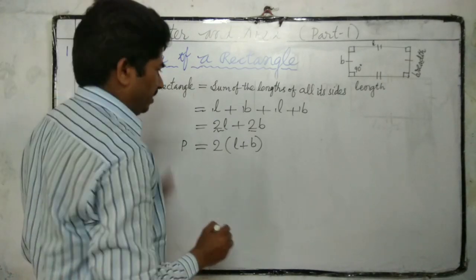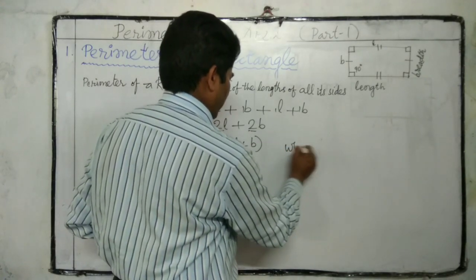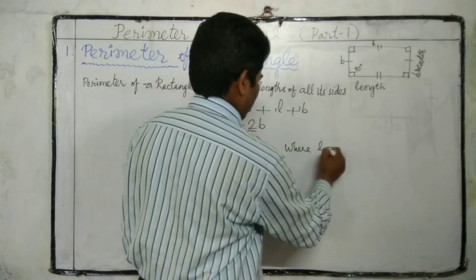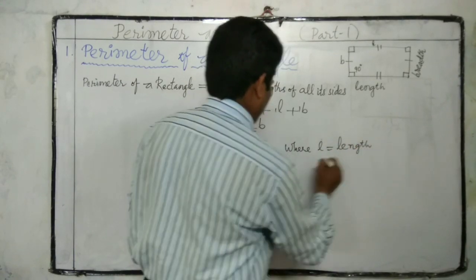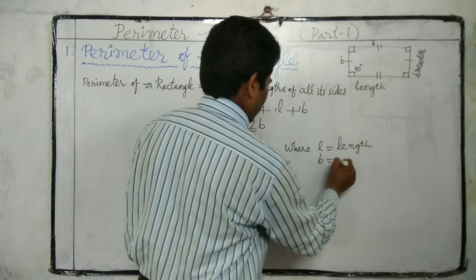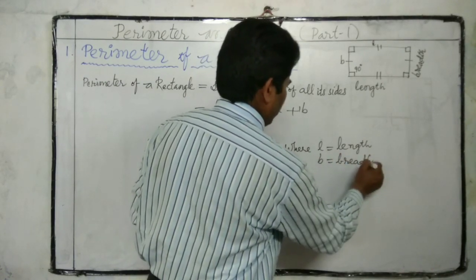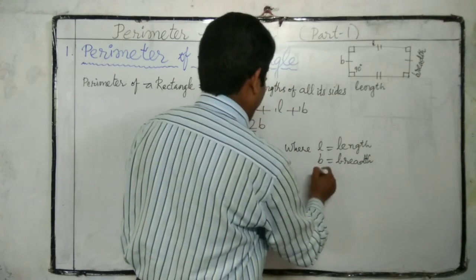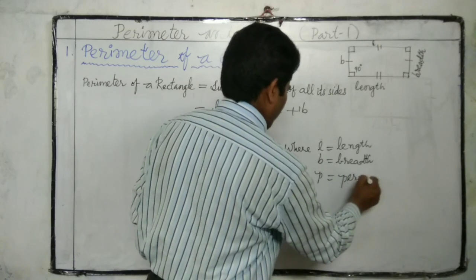It is denoted by P, where L is equal to length, B is equal to breadth, P is equal to perimeter.